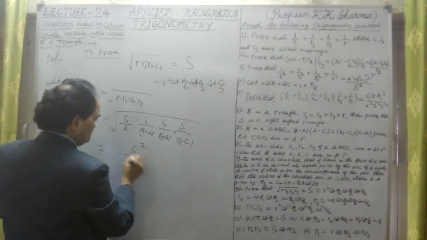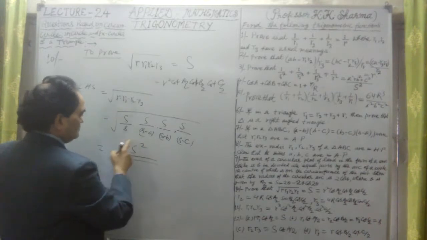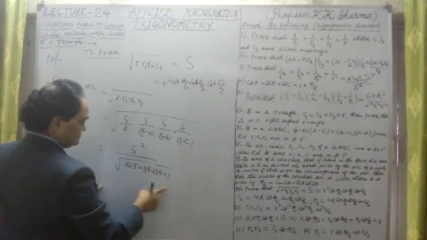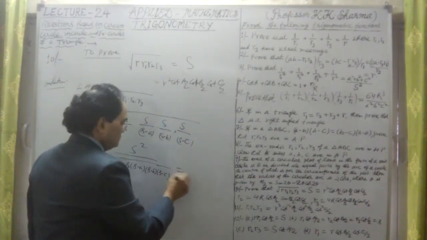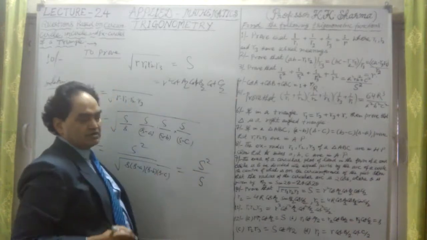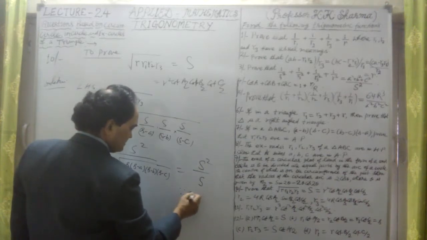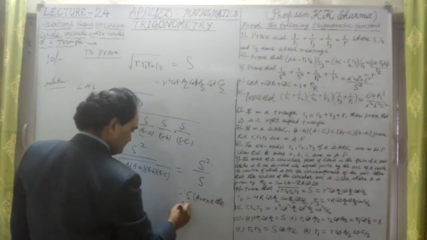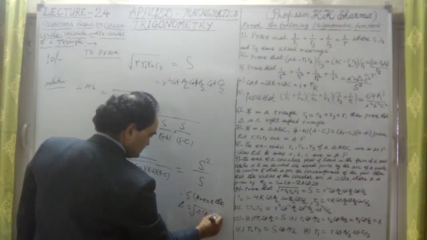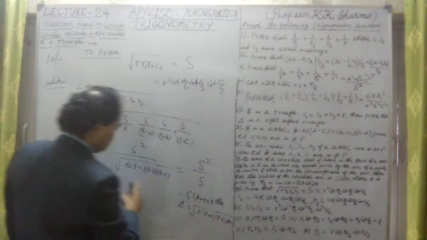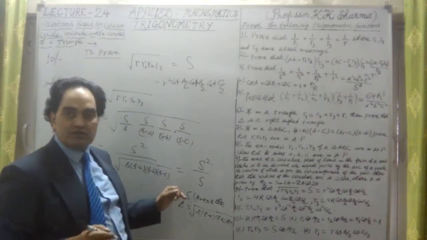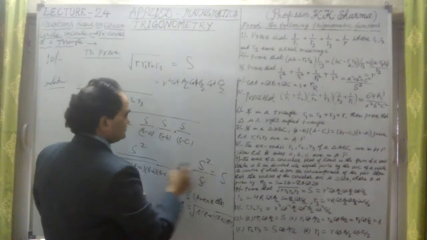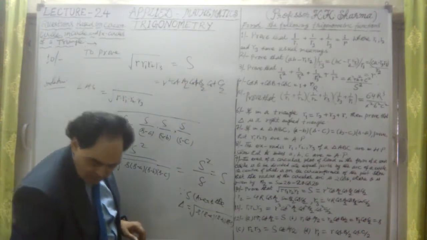S square will come out divided by the square root of small s into s minus a into s minus b into s minus c. What is this? This is area S. So this is equal to capital S square upon capital S, because this is the area of the triangle. Since capital S, area of the triangle, is equal to under root s into s minus a into s minus b into s minus c, which is in the denominator, we have this capital S. Now this S square upon S is simply S. One power is cancelled out. This is capital S only. This is the answer. The right hand side is obtained.